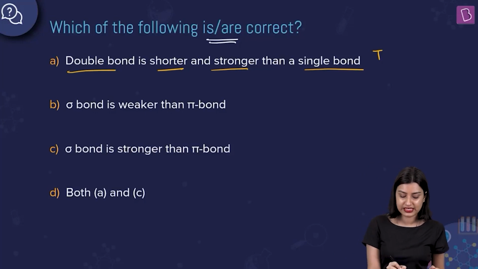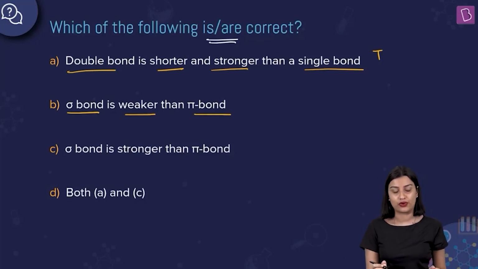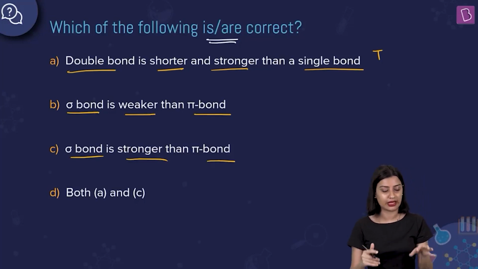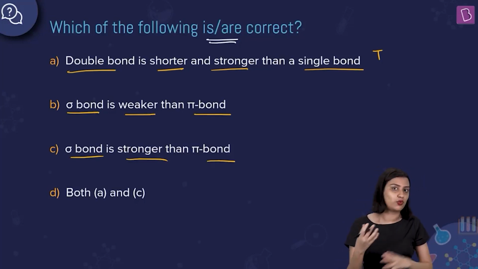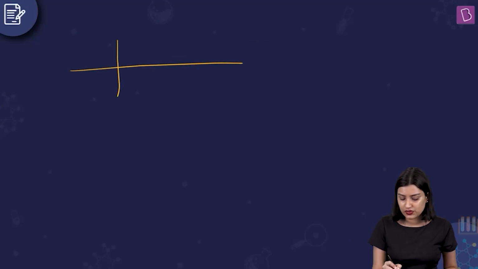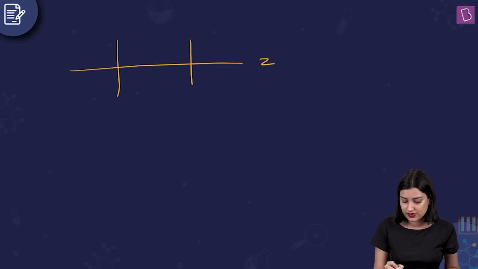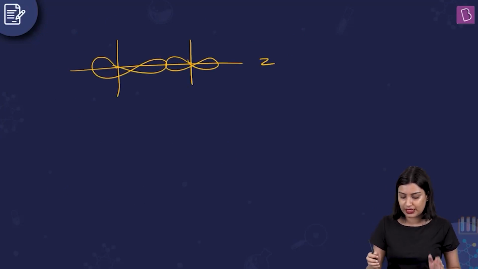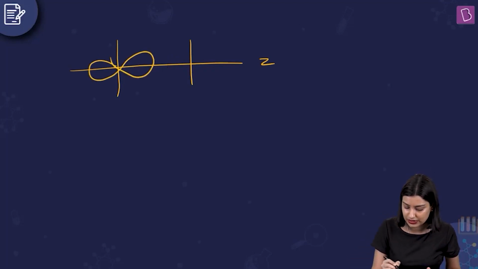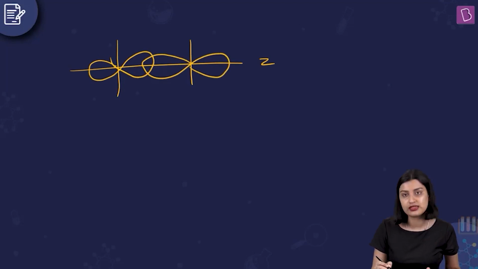Then you have option B, sigma bond is weaker than the pi bond. Okay, option C is saying sigma bond is stronger than the pi bond. So these two are along the same lines. Let's dive into what is sigma bond, what is pi bond, and then we'll get the answer to this. So for sigma bond, let's say I'm talking about my p orbitals, right? So this is my internuclear axis, which is the z axis. So here you have a p, here you have a p. I need to be symmetrical. This is PZ, this is another PZ.